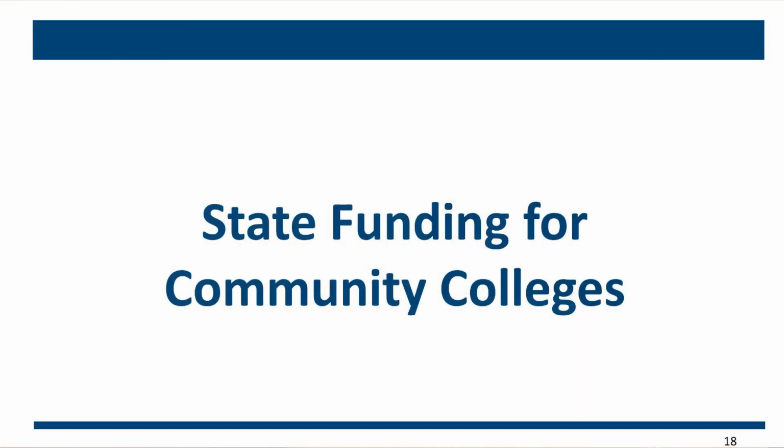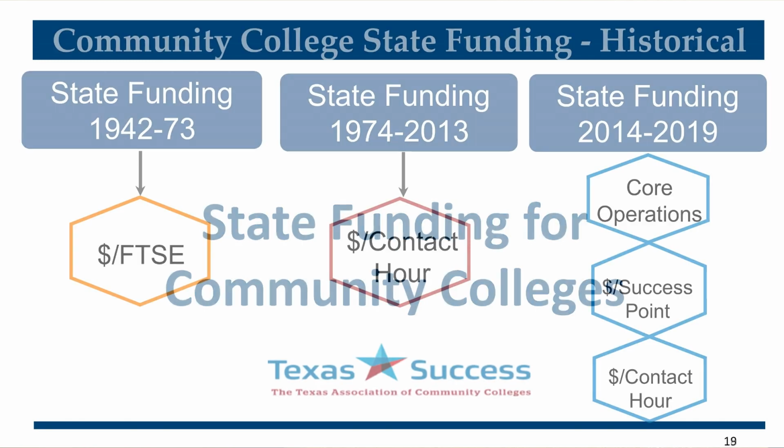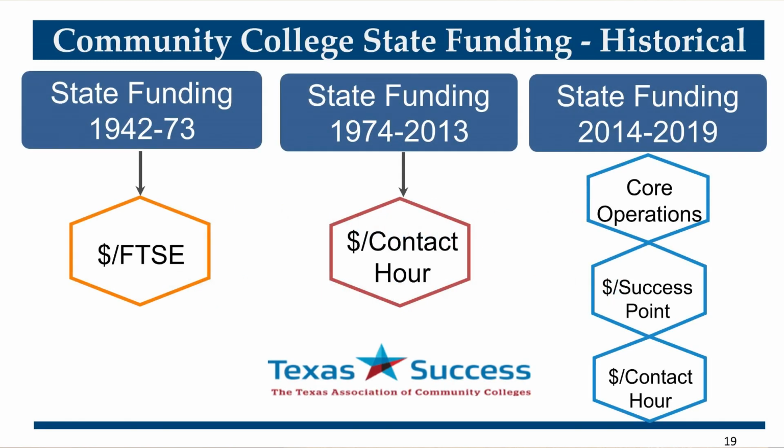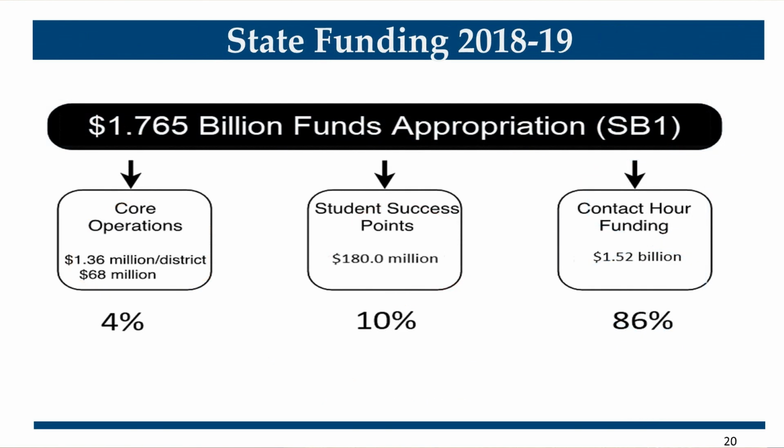So, state funding for community colleges. Our model's changed. You can see there was a point where we were funded on full-time student equivalent, then we went to just funding around contact hours. In 2014, we went to a new model with core operations, dollars per success point, and then dollars per contact hour. And this is the model we're funded under now, and even that has evolved.